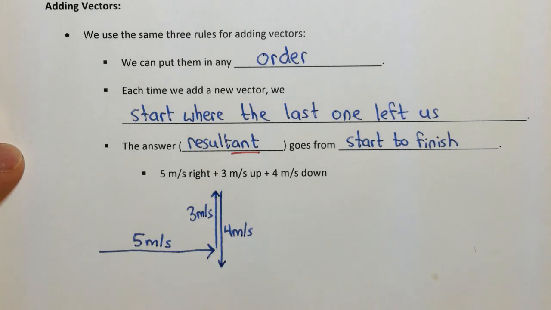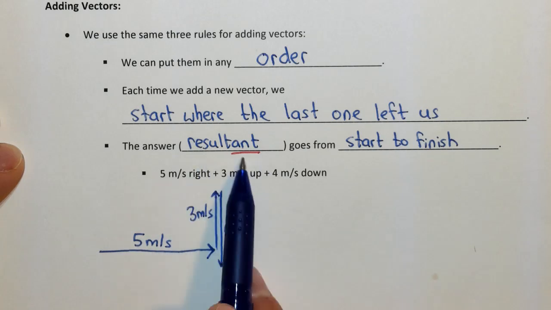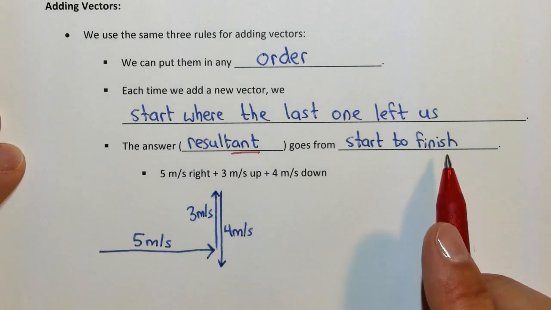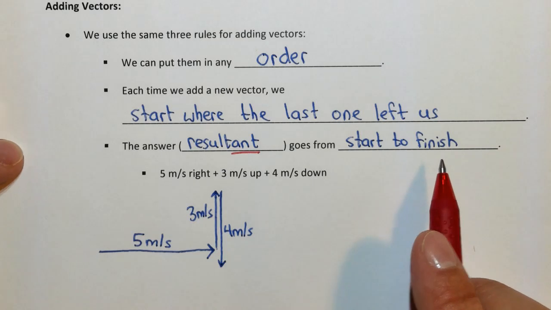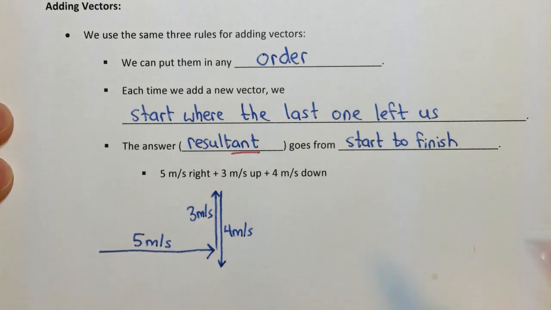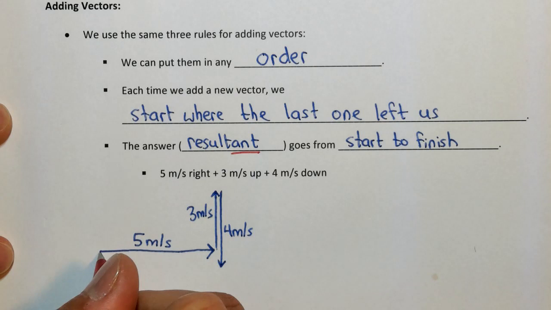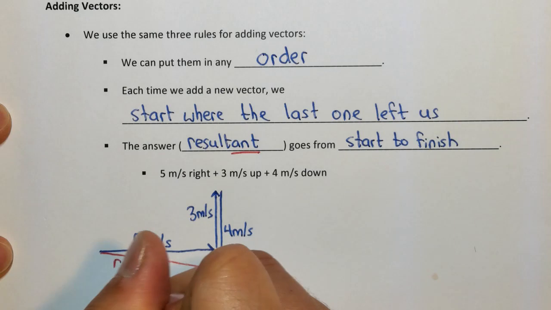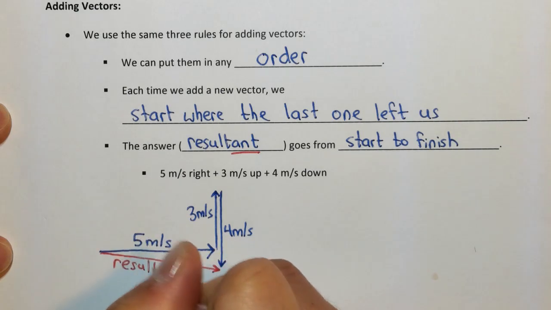So what's the answer to this question? What's the resultant? Well, the resultant goes from start to finish. So I'm going to draw a vector, an arrow, that goes from the start to the finish. That is my answer. That is my resultant.